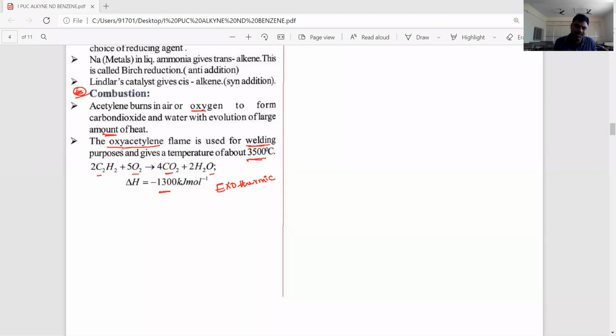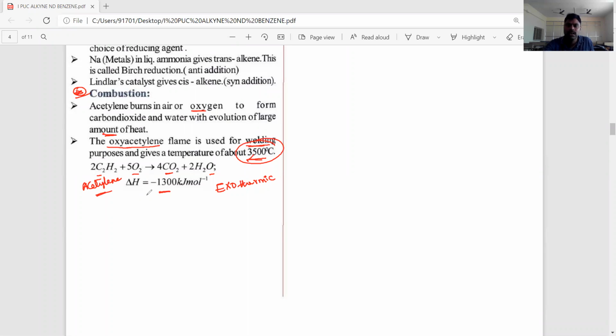For example, take acetylene only, C2H2. This acetylene on complete combustion is converted into carbon dioxide and water, and produces around 3500 degrees Celsius temperature. That's why this combination, acetylene on complete combustion in the presence of oxygen, is known as the oxyacetylene flame, and it produces 3500 degrees centigrade. That's why we use this combination for the welding of metal rods.